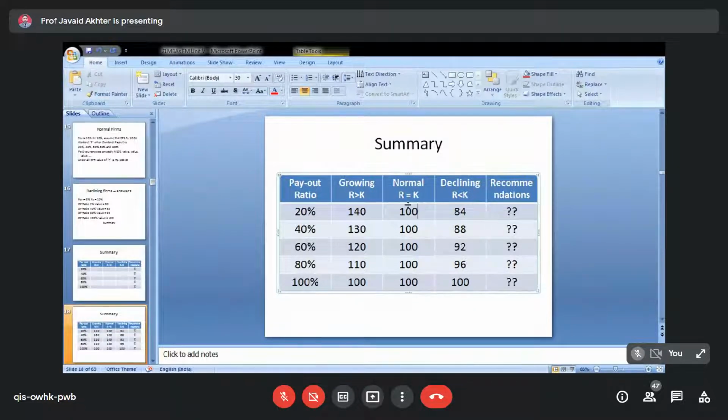All right. Suppose you are a shareholder in a growing firm. What would you like this firm to do as a shareholder? You are a shareholder in a growing company. As an investor, as a shareholder, what would you like the manager of this company to do? Pay or should not pay? Should pay more dividends.